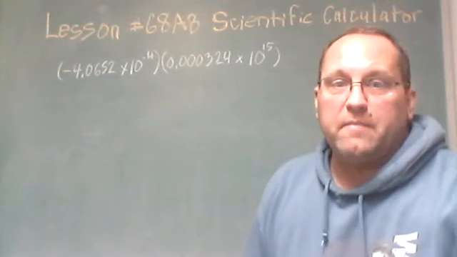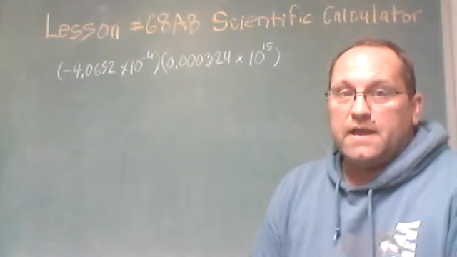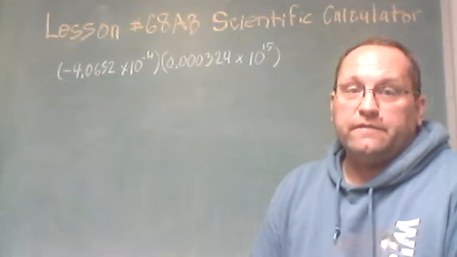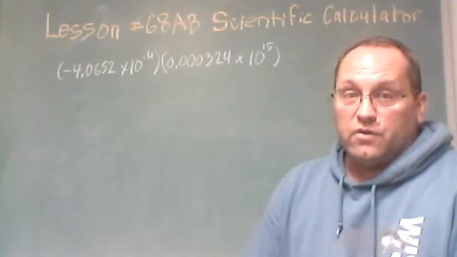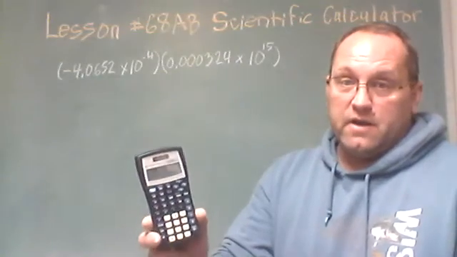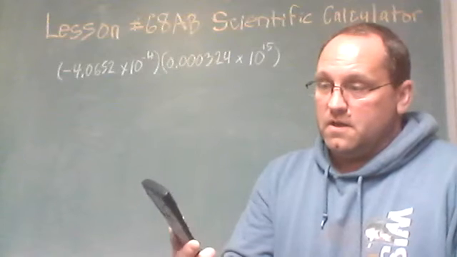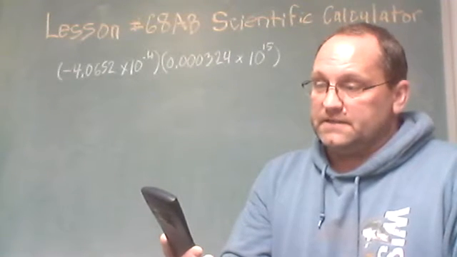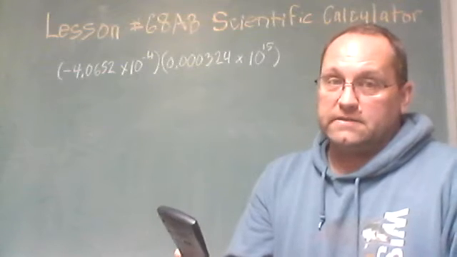Hi, this is a supplementary math lesson for Algebra 2, Lesson 68, A and B, doing scientific notation problems with a scientific calculator. I have a rather simple scientific calculator. Many of you have this same calculator. It's a Texas Instruments 30X IIS.